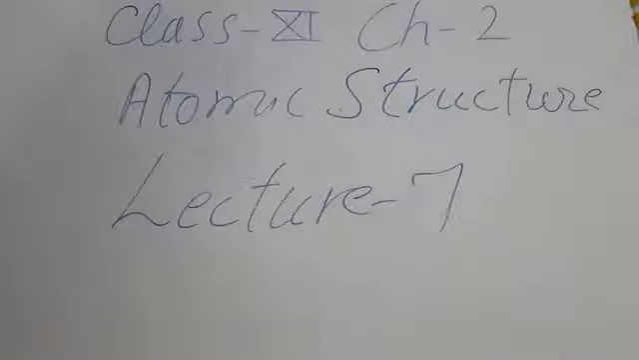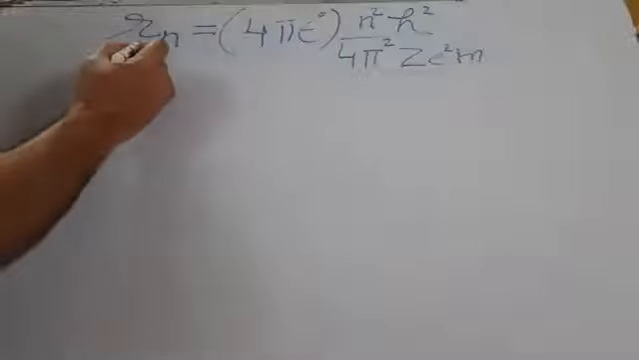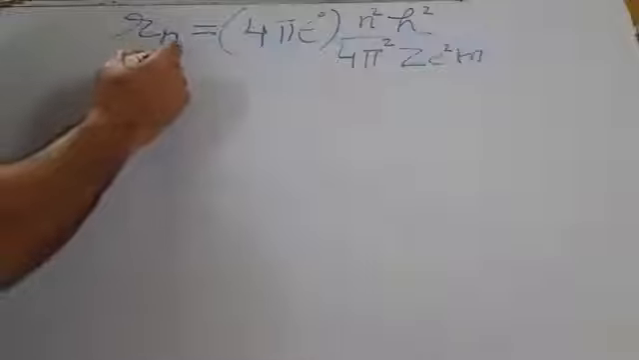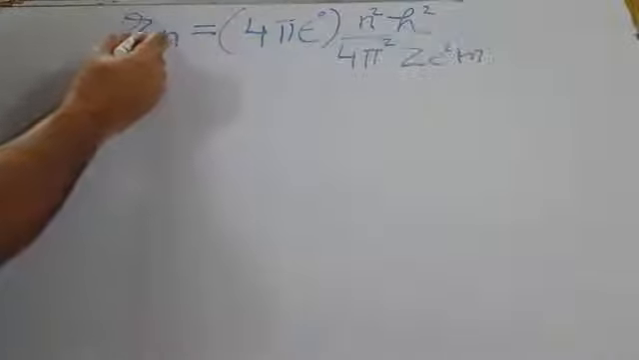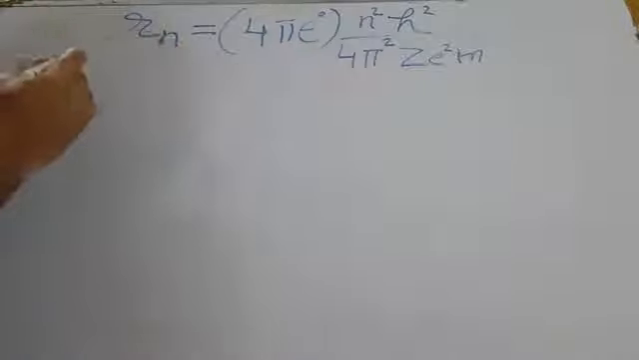This is class 11, chapter 2, atomic structure, lecture 7. In this lecture, we continue discussion of Bohr's model. In the previous lecture, we derived the equation for Rn, the nth orbit radius, and this was the equation.